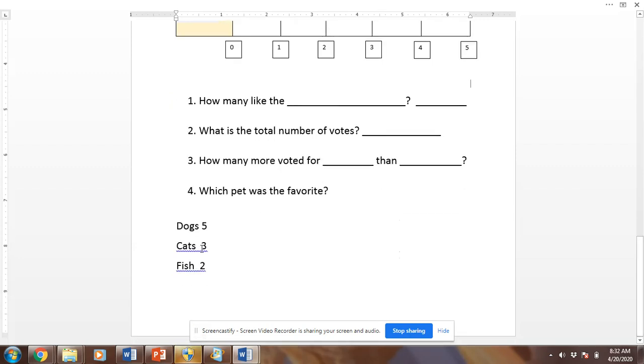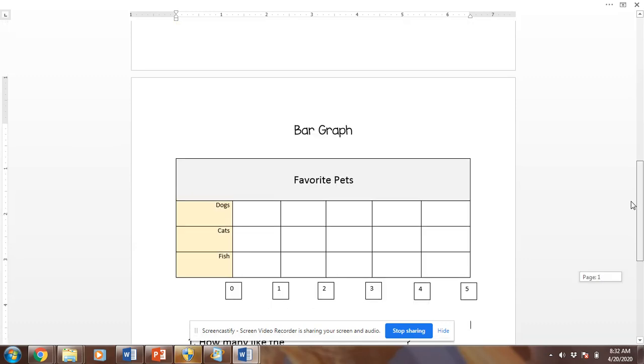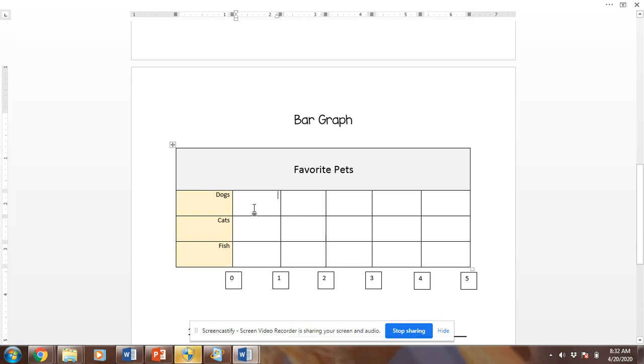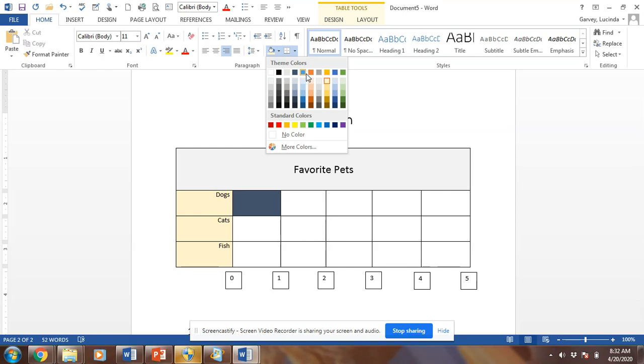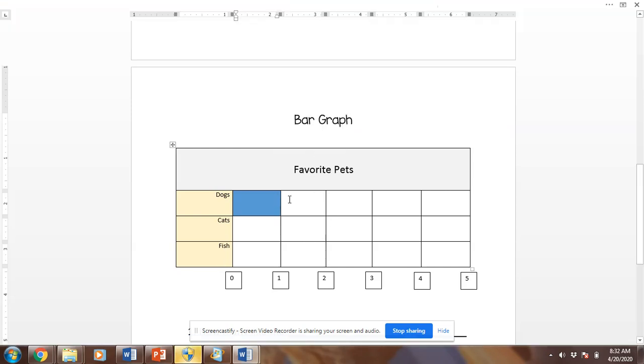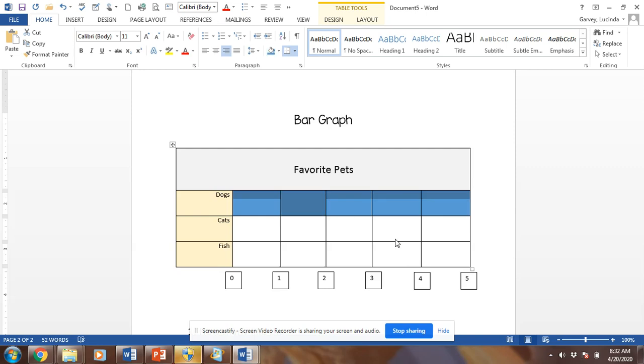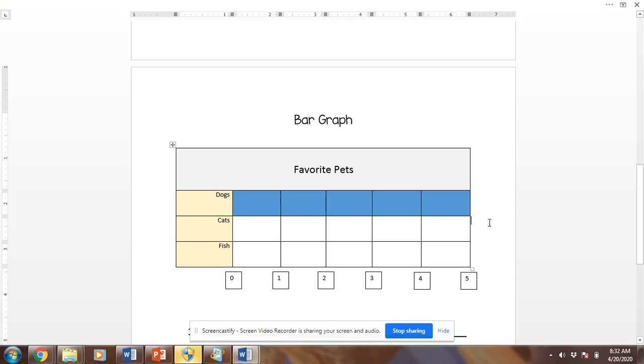So I'm going to go down here and I see that when I took my votes for my family, my dogs got 5 votes. So I'm going to go up here and I am going to fill in each one. So I'm going to fill this one in blue. Okay, now I have 5, so I have to do them all. So I'm going to go 1, 2, 3, 4, 5. Okay, so I have to fill them all in, right? I'll do that one in blue because I want to do different colors so that it's visually easy for us to see how many we had in each category.